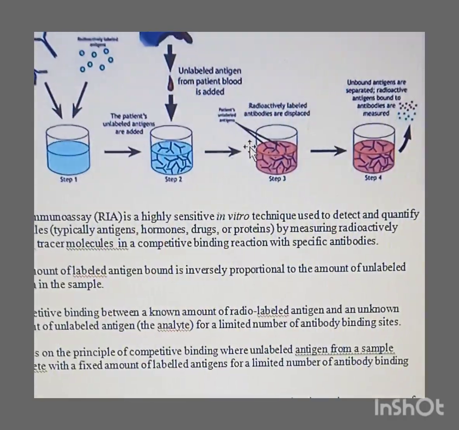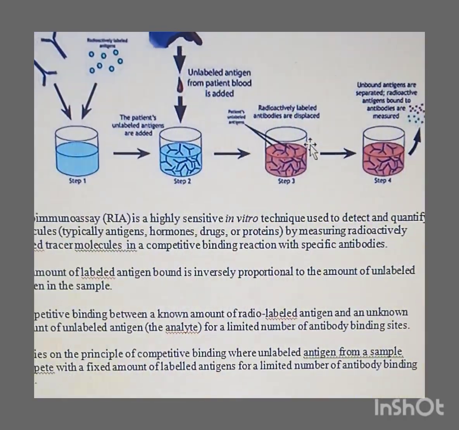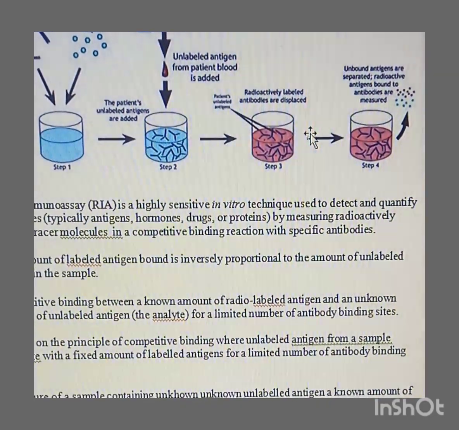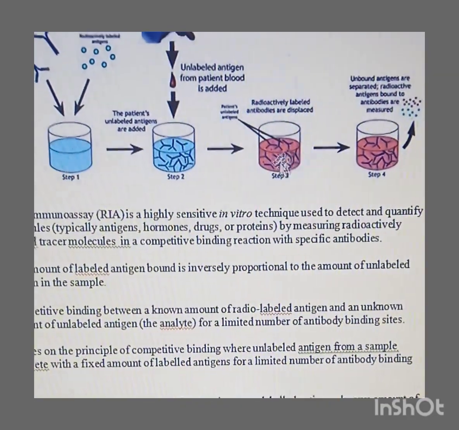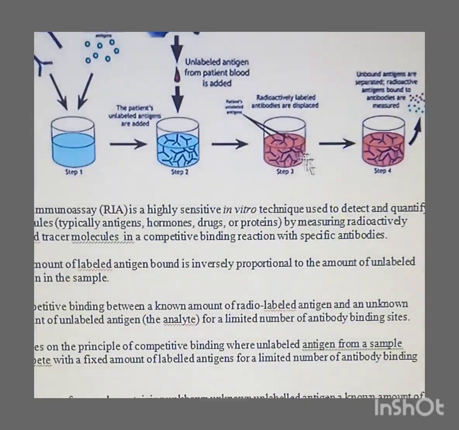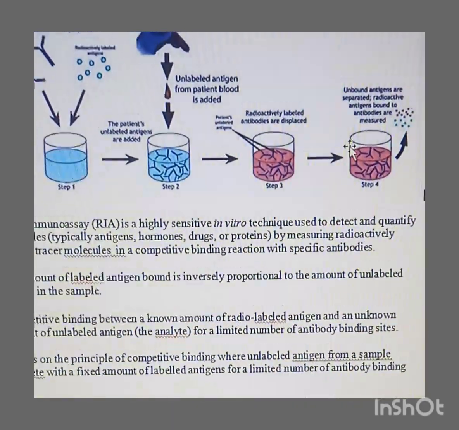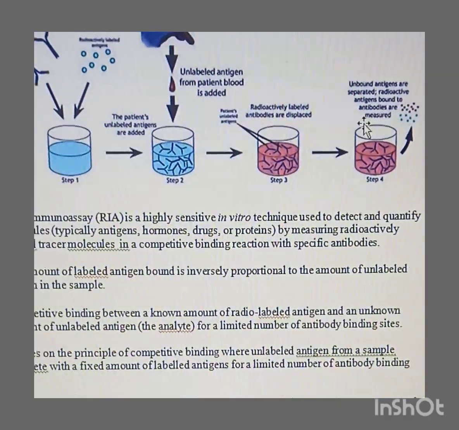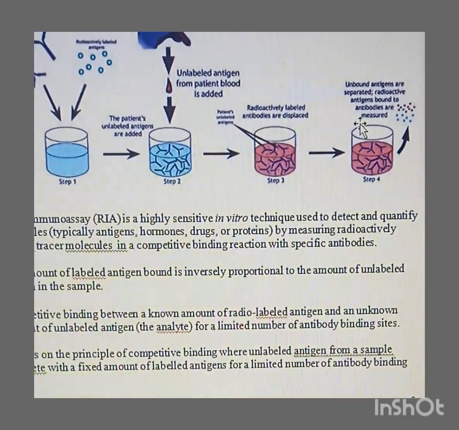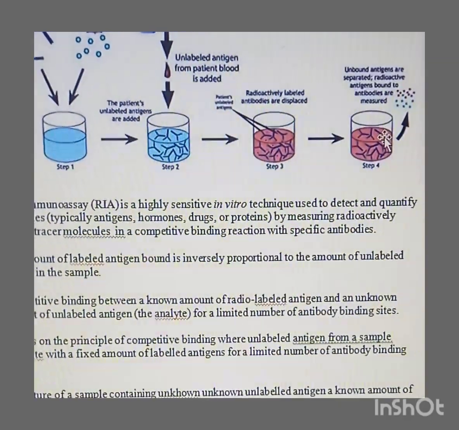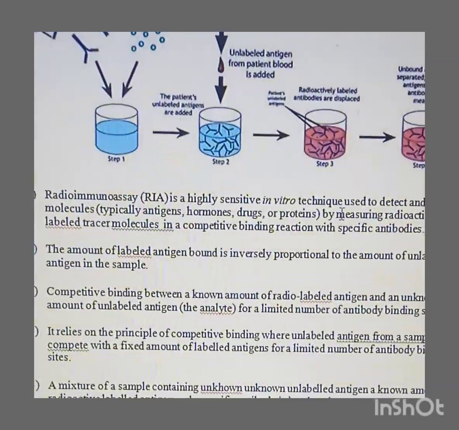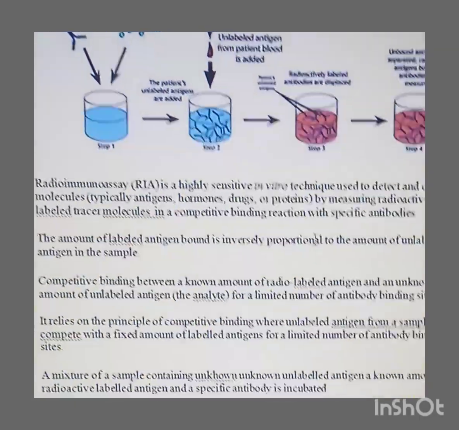And this solution automatically changes its color because of competitive binding in this solution. So unlabeled antigens are separated. Radioactive antigen bound with antibodies is measured with the help of gamma rays in this technique. Okay, so observe there.